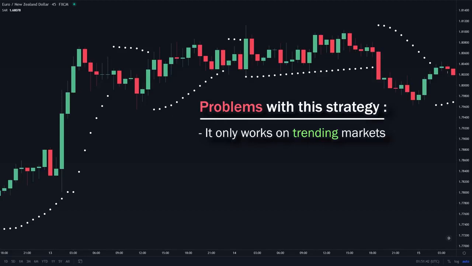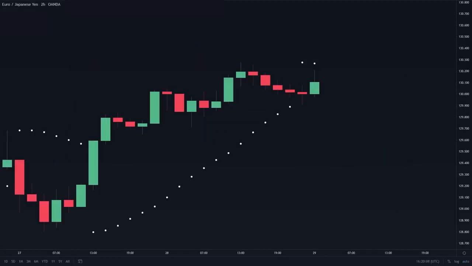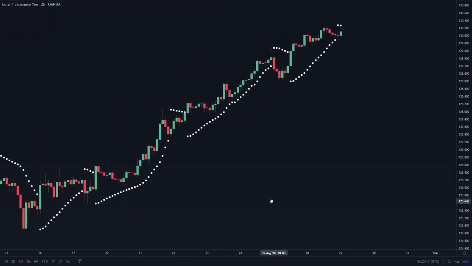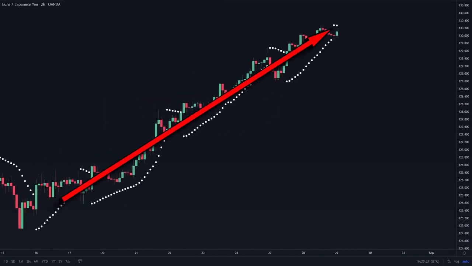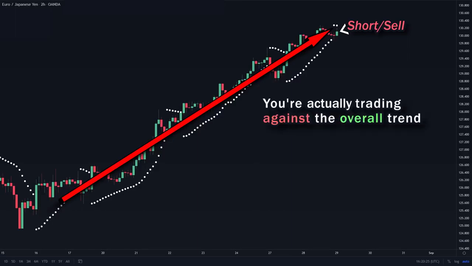The second problem with using the parabolic SAR this way is that it doesn't take the long-term trend into consideration. Let me explain. So let's say you enter a short position here because the parabolic SAR switches to above the candle. Now if you zoom out and look at the overall chart, you can see that the overall market is actually on an uptrend. So if you took a short position here based on signals from the parabolic SAR alone, it means you are actually trading against the overall trend, which is not a good idea.